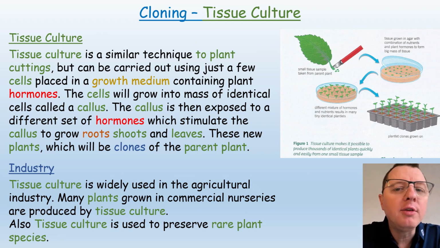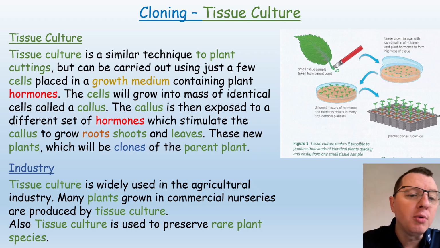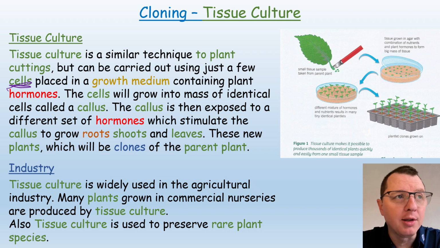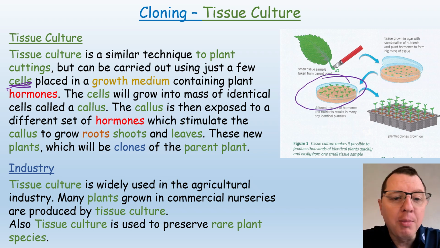A more recent technique is tissue culture. Tissue culture is a similar technique to plant cuttings, but it can be carried out using just a few cells. So we don't need an entire organ of a plant, we don't need the whole stem, just a few cells. And we place them in a growth medium containing various hormones, including auxin. Typically this growth medium is on an agar plate.